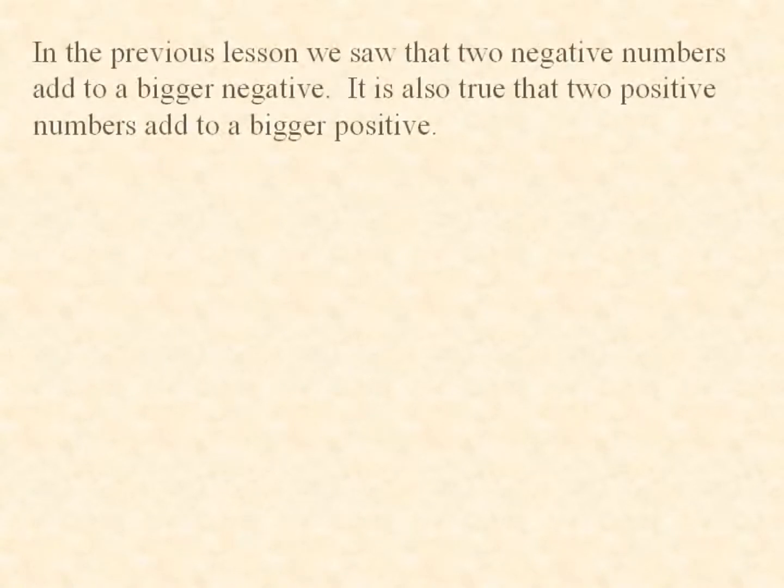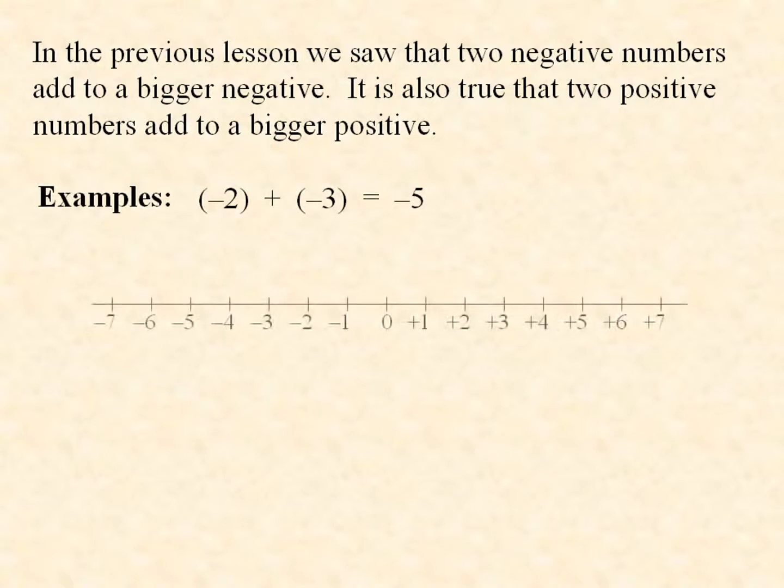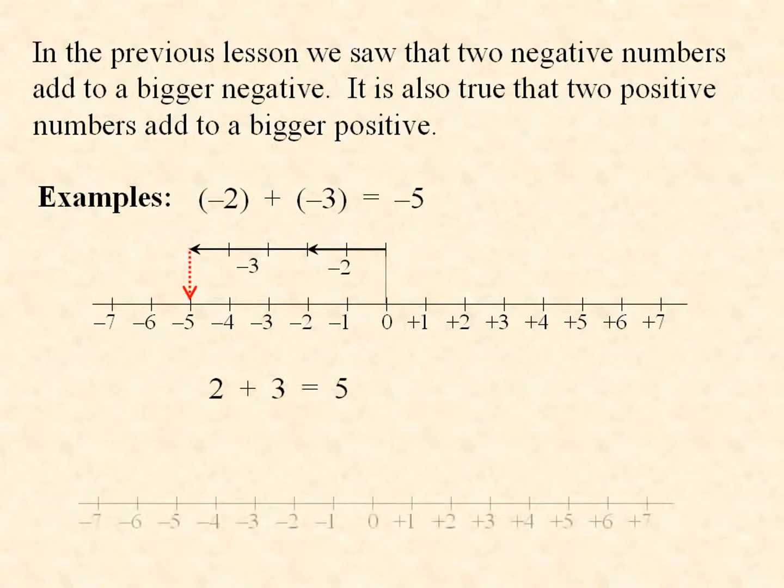In the previous lesson, we saw that two negative numbers add to a bigger negative. It is also true that two positive numbers add to a bigger positive. For example, negative 2 plus negative 3 is negative 5. And positive 2 plus positive 3 is positive 5.